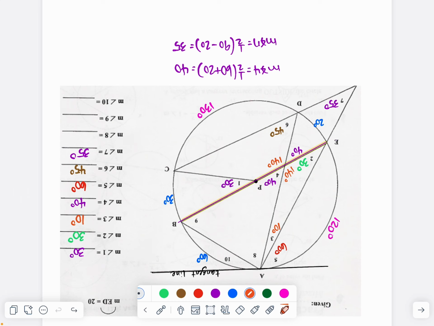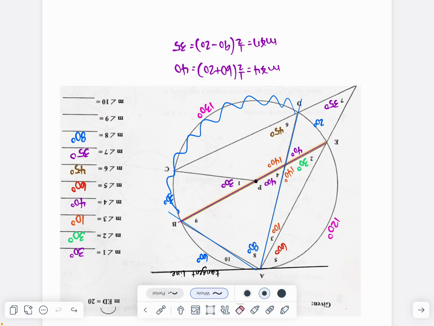All right, oh my gosh, we're so close. The measure of angle 8. Oh yeah, we can find it, right? It's an inscribed angle. It's intercepting all of that, which is 160 degrees, which means half of that. So it's 80. About here, 80.